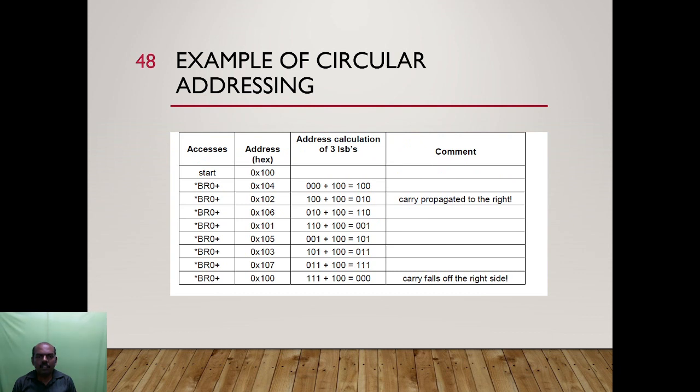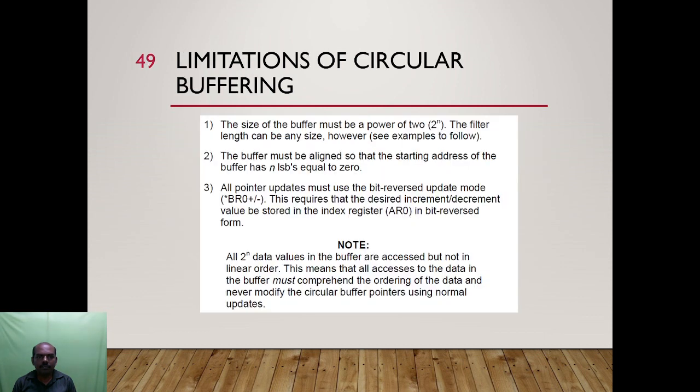Example of circular addressing: this is the simple calculation of circular addressing. Limitation of circular buffering: the size of the buffer must be a power of 2, 2 power n. The filter length can be any size. However, see the example to follow. The buffer must be aligned so that the starting address of the buffer has n LSBs equal to 0.